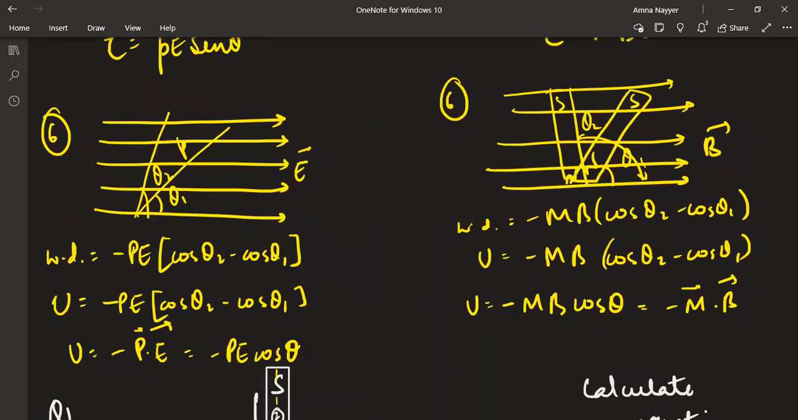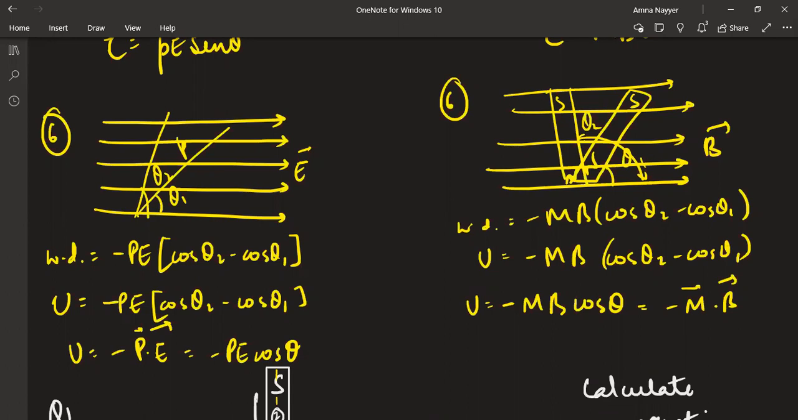Torque will try to align the dipole along the electric field. In the same way, the magnetic dipole moment will do work to align the bar magnet along the magnetic field from theta 1 to theta 2. Theta 1 and theta 2 are some different angles from where the torques were aligned. Now, after work done, you have energy also, potential energy.